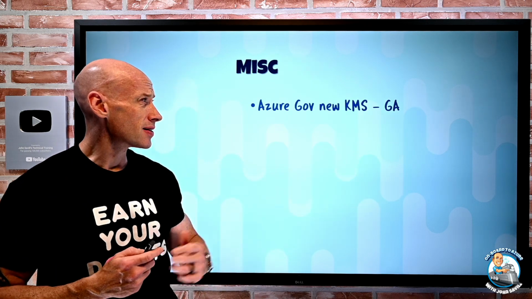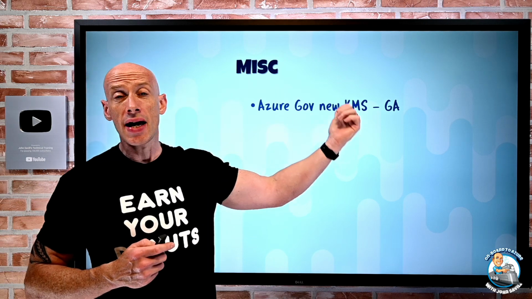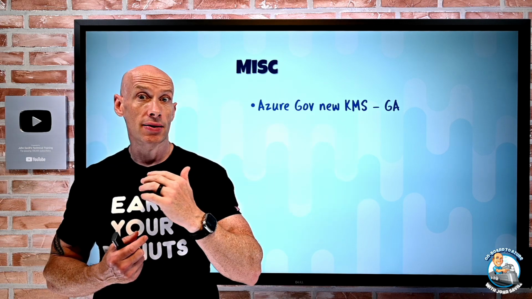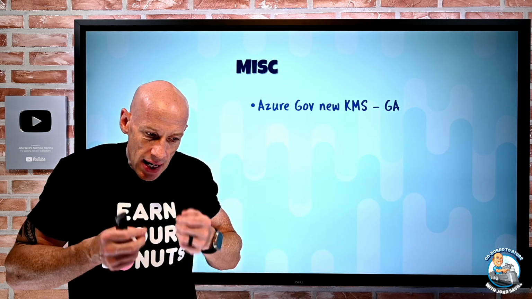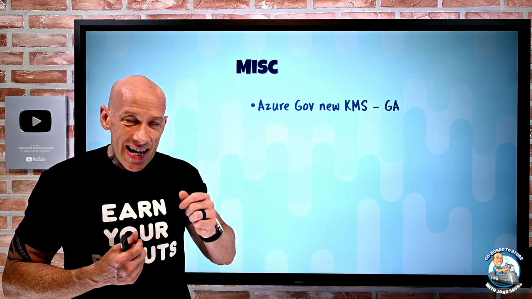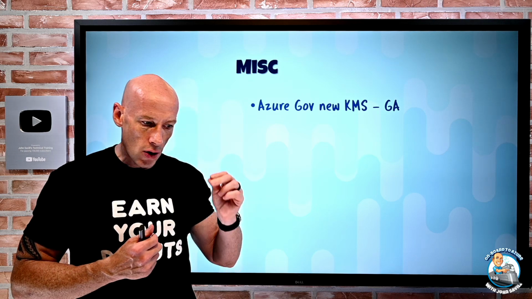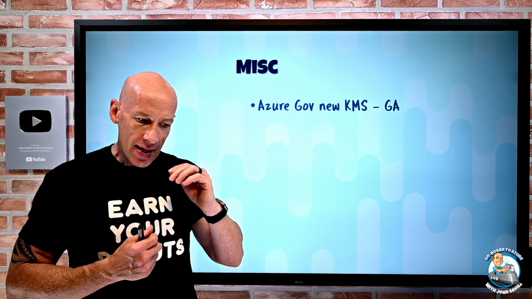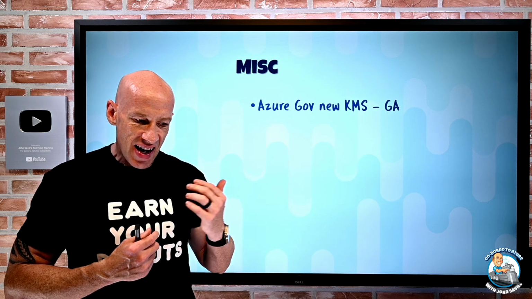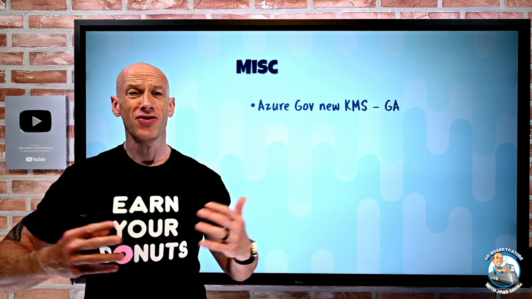In the miscellaneous, Azure Government has a new KMS server. This is the same as Commercial Cloud and China Cloud. There's basically a new DNS name. So this is the azkms.core.usgovcloud.api.net. It's replacing the old name and there's going to be a new IP address. You don't have to do anything.